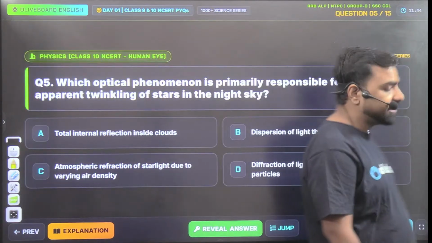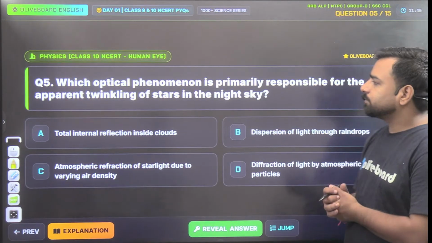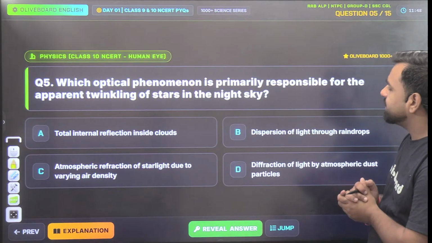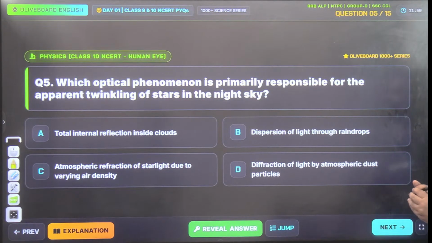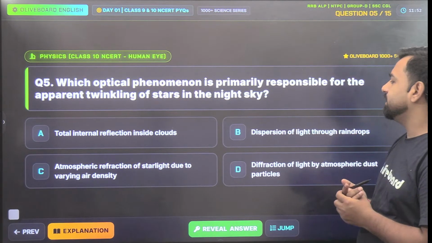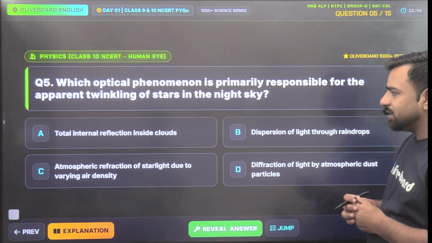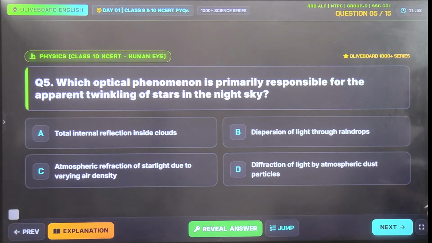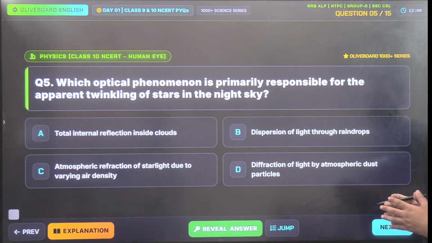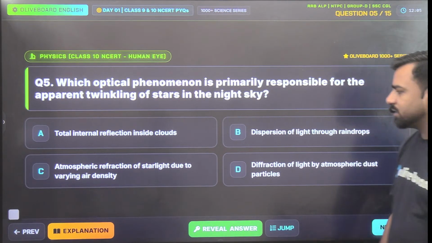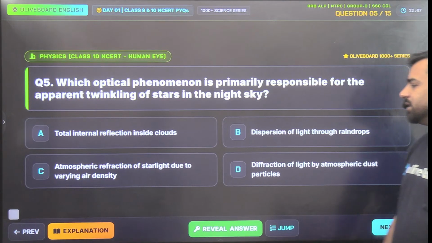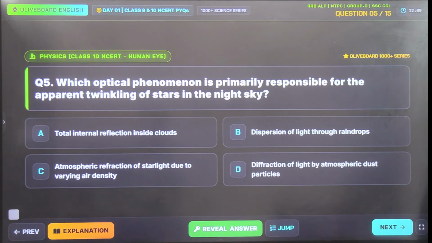What about next? The next question is: which optical phenomenon is primarily responsible for the apparent twinkling of stars in the night sky? Is it total internal reflection inside the clouds? Is it dispersion of light through raindrops? Is it atmospheric refraction of starlight due to varying air density? Or is it diffraction of light by atmospheric dust particles? So, your four options. Tell me what should be the correct one.